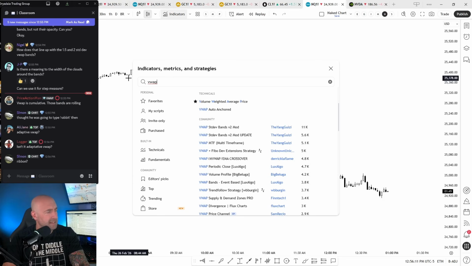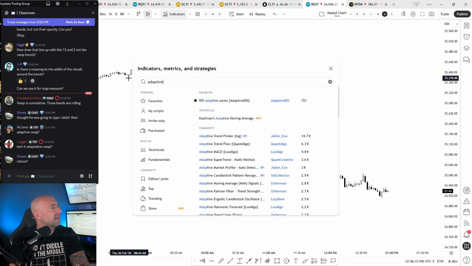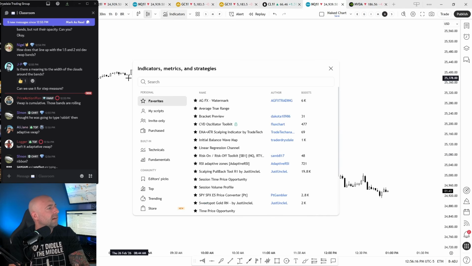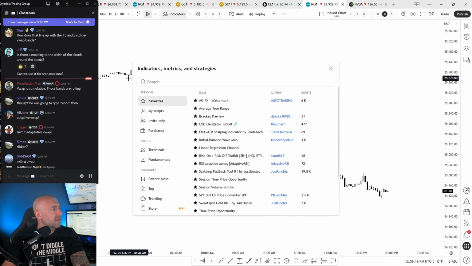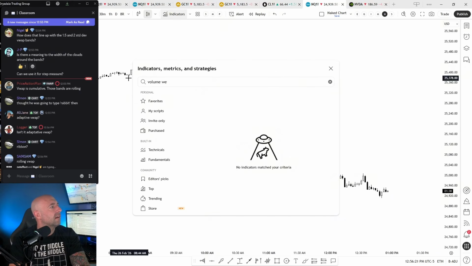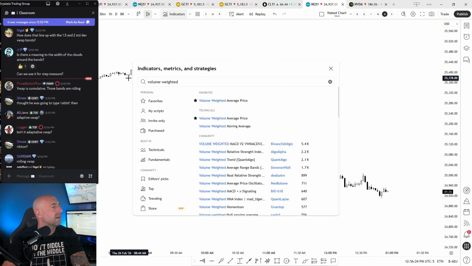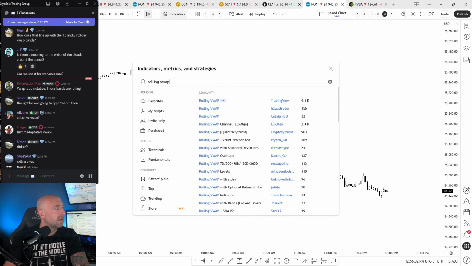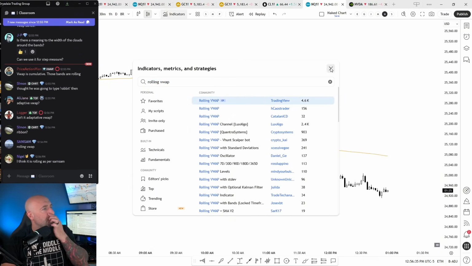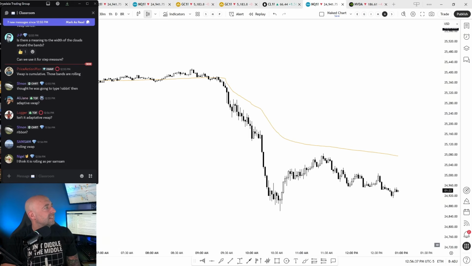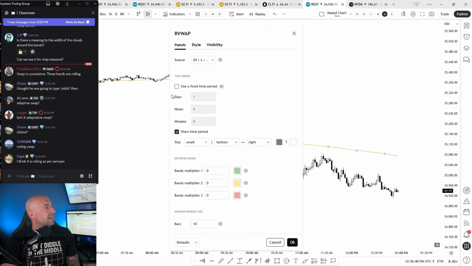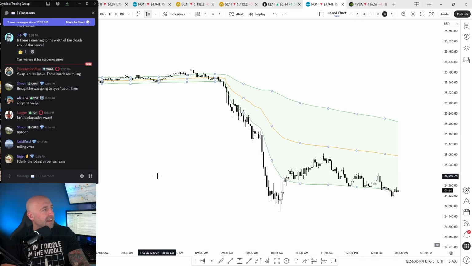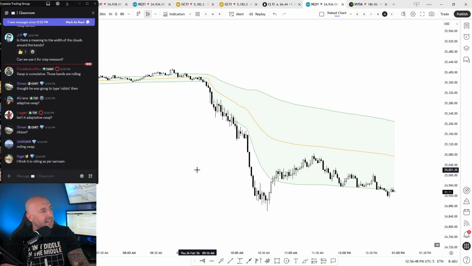I don't think it's adaptive VWAP. It's quite literally. Oh, here it is. Yeah, rolling VWAP. There it is. Look at that, guys. Kind of looks kind of similar, doesn't it?